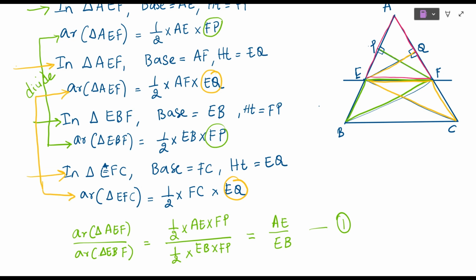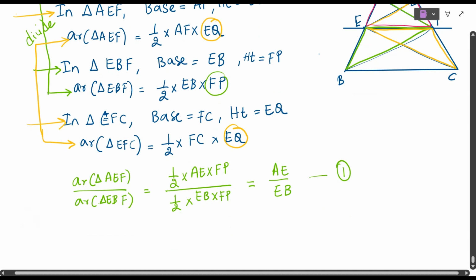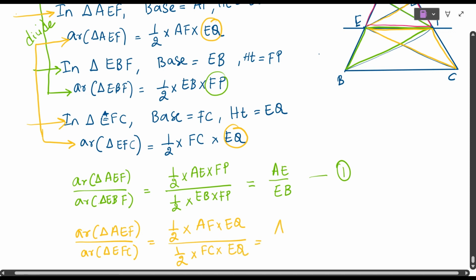So, what you have to write? Area of triangle AEF by area of triangle EFC. So, what you can write here? Half into this one EQ, AF into EQ by half into this one how much? FC into EQ. Now understand carefully, half EQ, EQ after cancelled out you will get AF by FC. Okay, this is equation number 2.